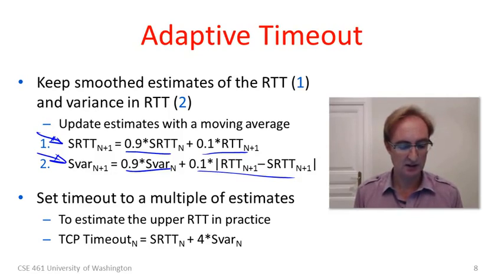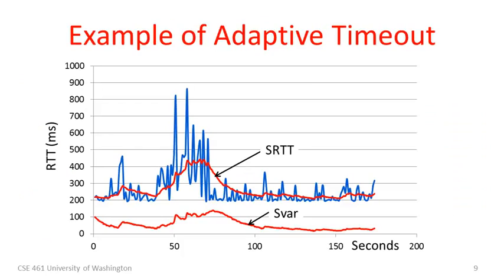Once we have these estimators, they sort of tell us roughly what's going on with the round trip time. And we can then set a timeout to be some multiple or combination of these estimates. The idea here is to come up with something which gives us a good prediction of the highest round trip time we're likely to see in practice right about now. The estimate that TCP uses, in fact, is the smooth round trip time plus 4 times the variance. It's unlikely to vary the round trip time by more than about that.